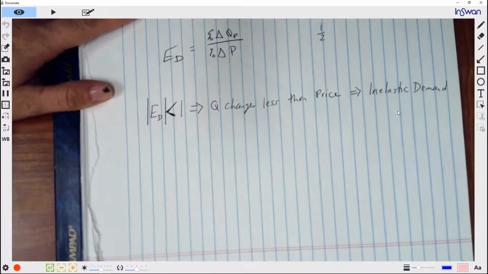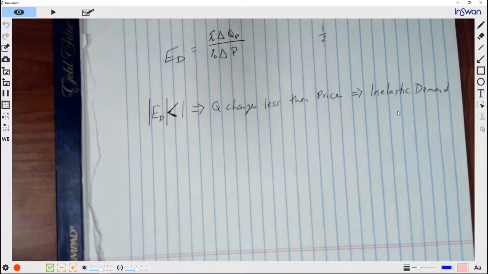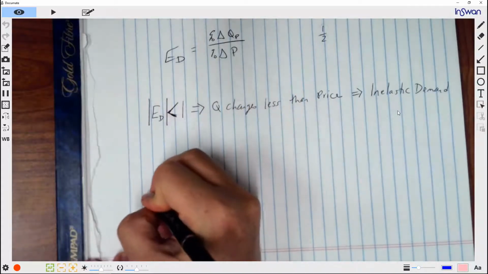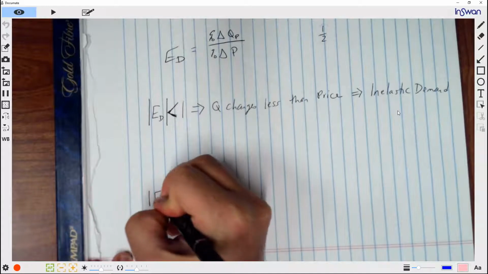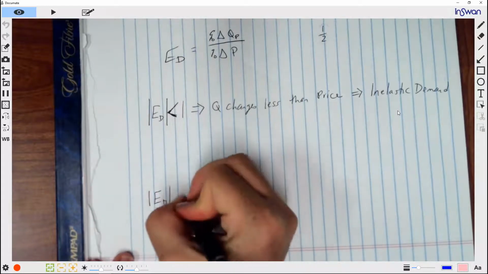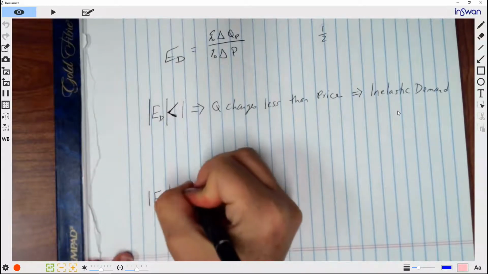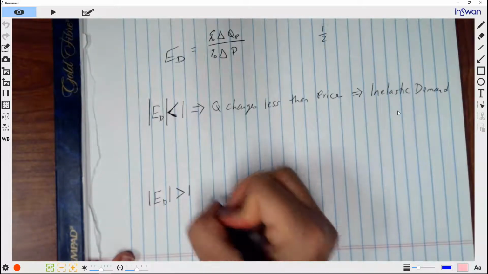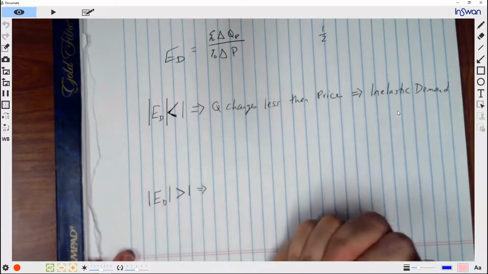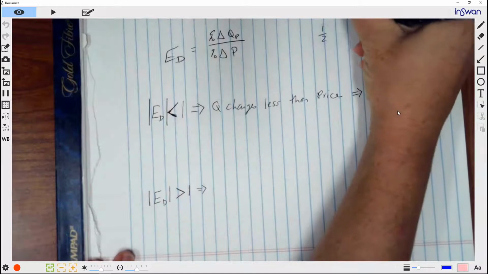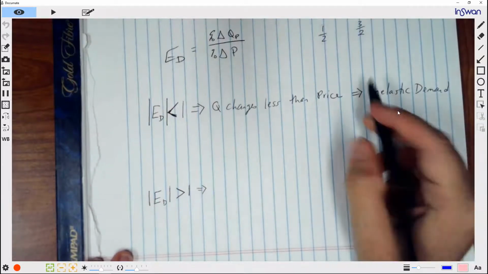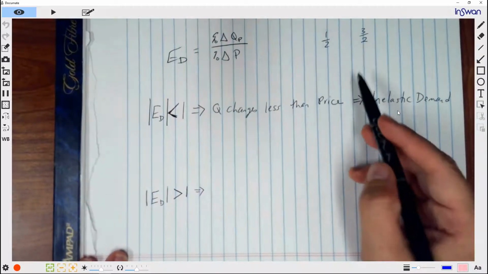All right, and in fact, these principles or rules, if you will, apply to all of the types of elasticity that we talk about, not just price elasticity of demand. So, on the other hand, if the absolute value of this thing is greater than 1, what does it tell me? So something like 3/2, right?